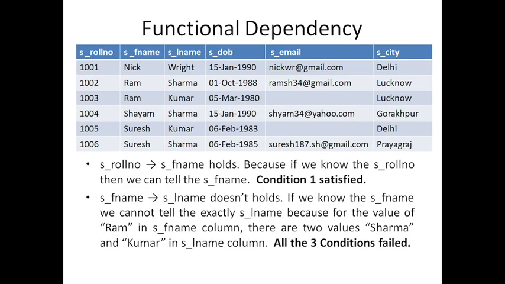Consider this student relation. It consists of student roll number, first name, last name, date of birth, email and city. First we will consider the functional dependency roll number determines first name. If we know the roll number, then we can tell the first name.